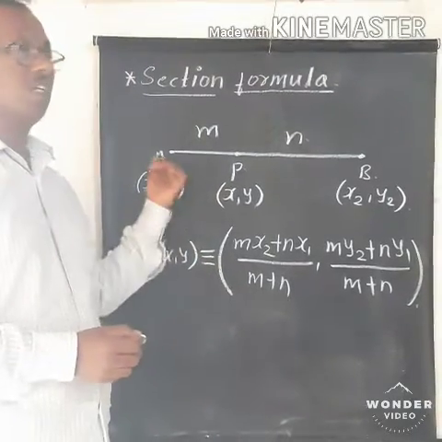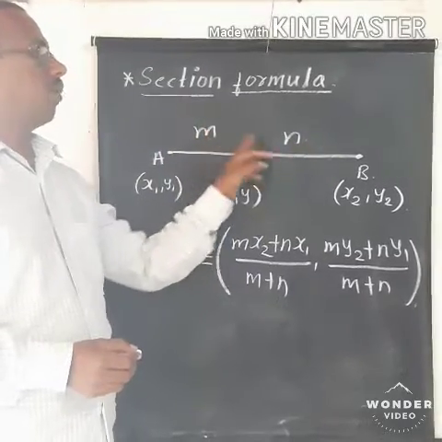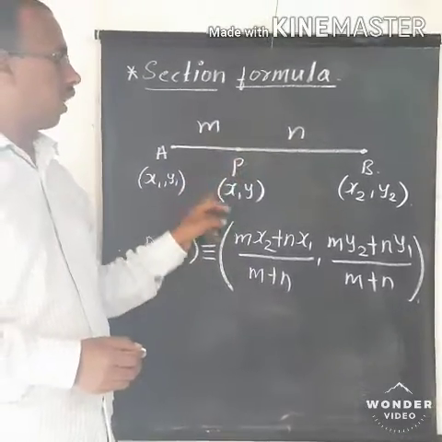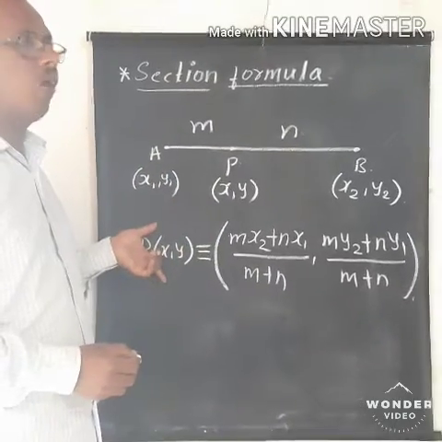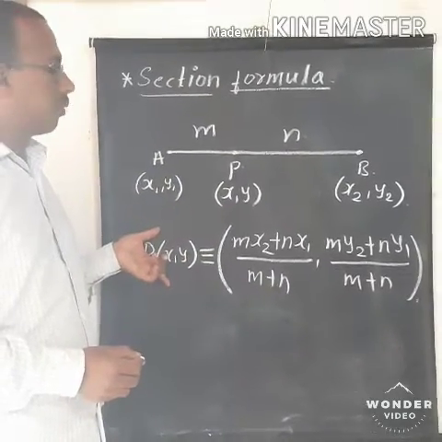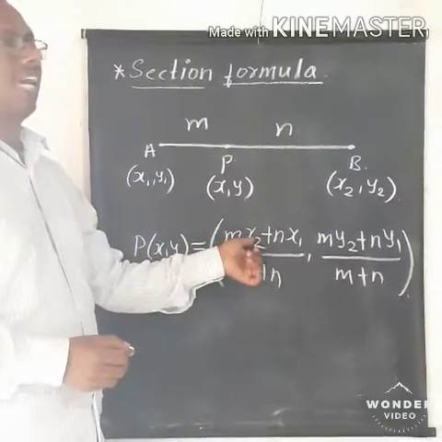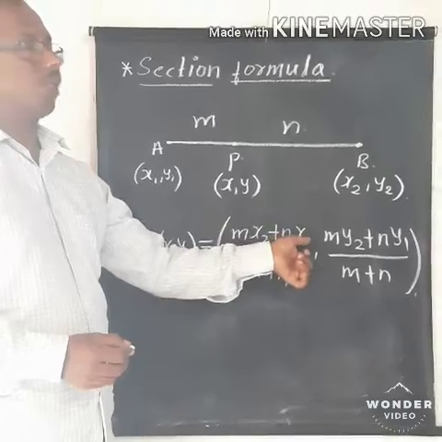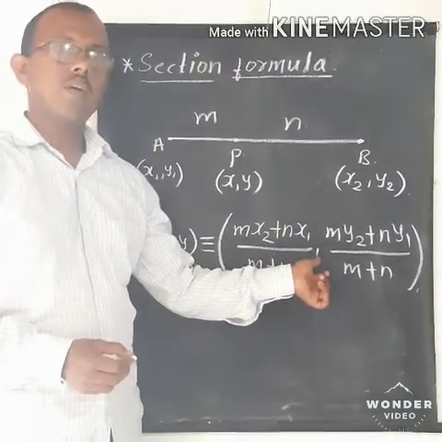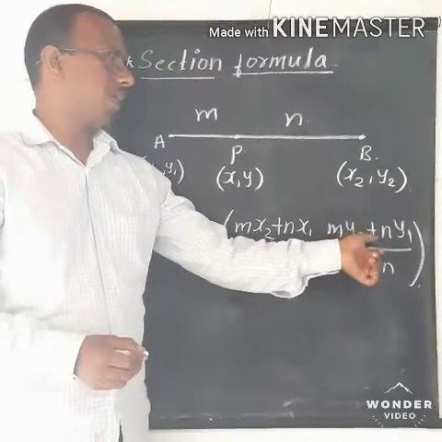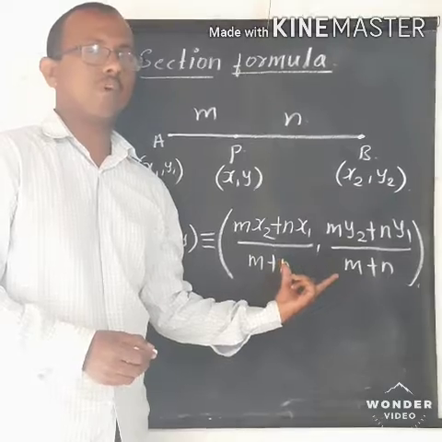Once again, just see, point P divides this segment AB in the ratio m:n and we are going to find the coordinates of point P by using the section formula. And how to write the section formula? That is P(x, y) is equivalent to (m x2 plus n x1) upon (m plus n), comma (m y2 plus n y1) upon (m plus n). So this is called the section formula.